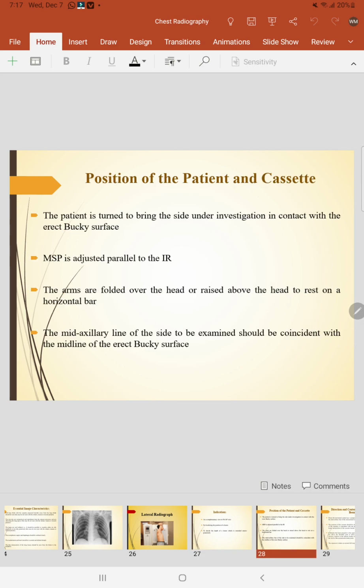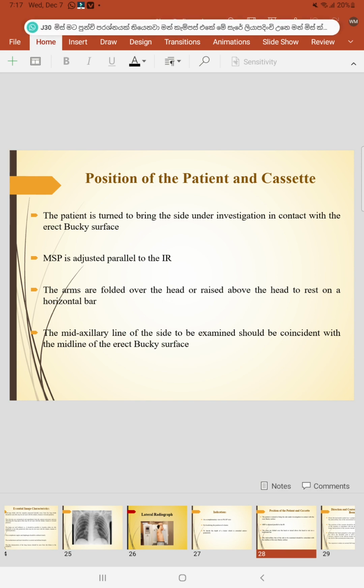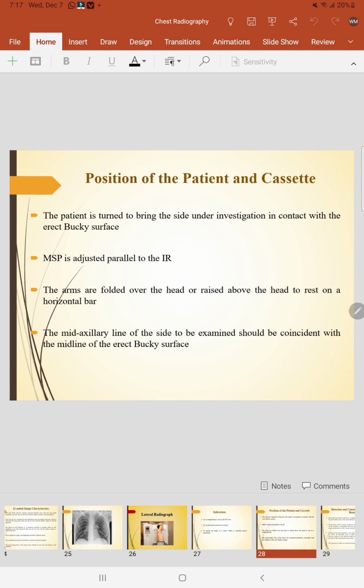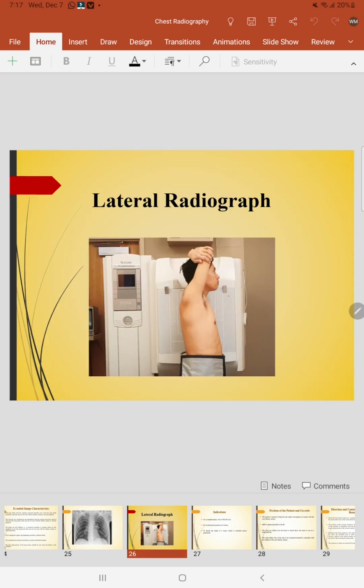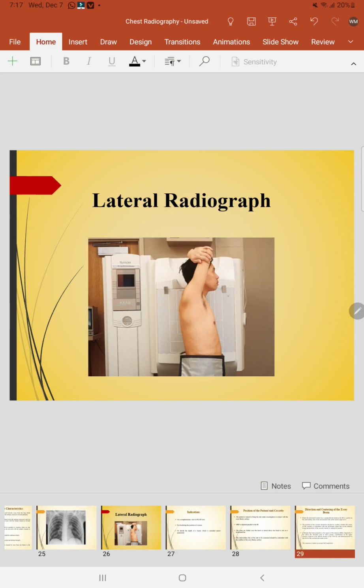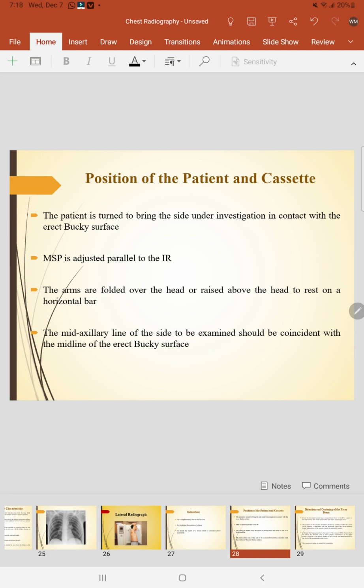Position of the patient and cassette. The patient is turned to bring the side under investigation in contact with the erect Bucky surface. The MSP is parallel to the image receptor. The arms are folded over the head or raised above the head to rest on a horizontal bar. You can see this. The mid-axillary line of the side to be examined should be coincident with the midline of the erect Bucky surface.